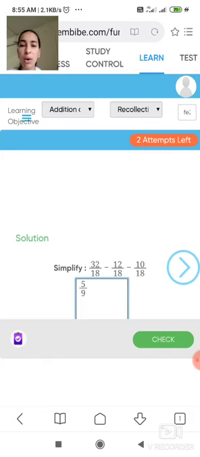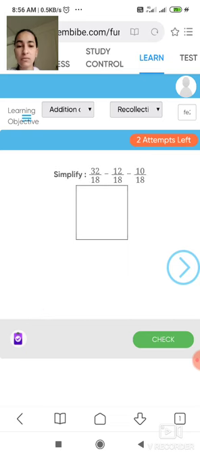If the denominators are the same, at that time we can take the addition or subtraction of numerators. If the denominators are not the same, first we have to make the denominators the same, and after that we can take the addition or subtraction. Okay? For multiplication and division, there is no requirement of the same denominator. Okay, students? But for addition and subtraction, the denominator must be the same. Okay? Don't forget this thing.